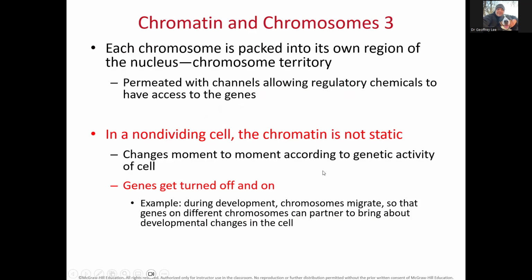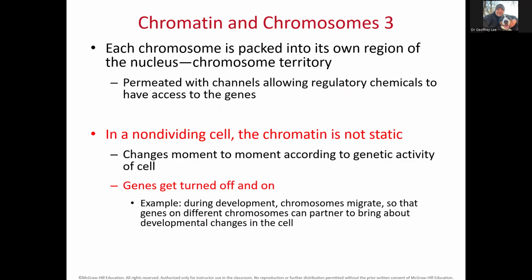In a non-dividing cell, the chromatin is not static. It changes moment to moment according to genetic activity. What do we mean by this? We package the chromosome so tight to fit into our nucleus, but remember, it has a function as well. The function of the DNA is to code for a protein. So when we need the protein, what do we have to do? You have to unroll it a little bit. This is what it means by not static. At any one time, in any one cell, different parts of different chromosomes can be unrolled so we can read them and make specific proteins from them.